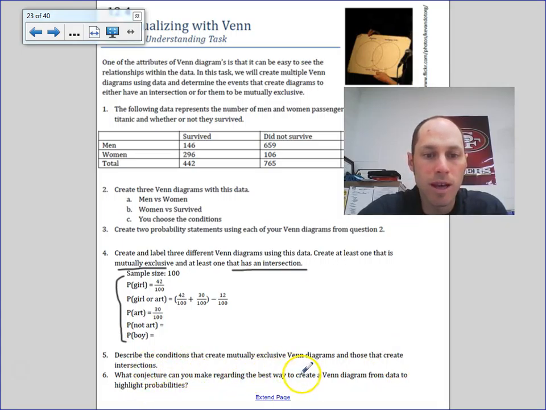And what conjecture can you make regarding the best way to create a Venn diagram from data? It's going to highlight probabilities. So work on that and restart the video when you're ready.